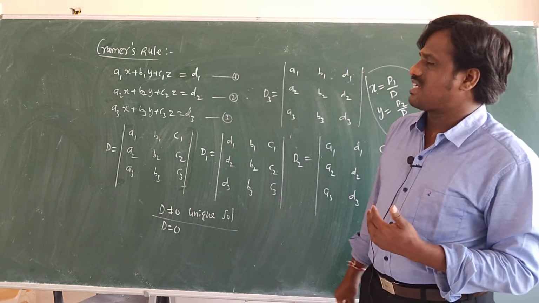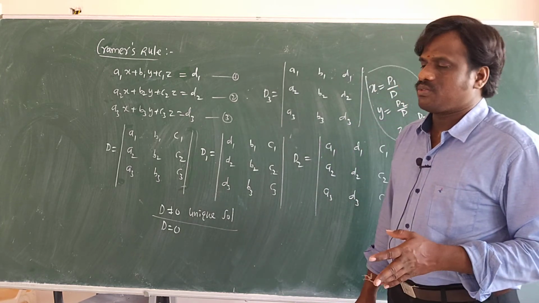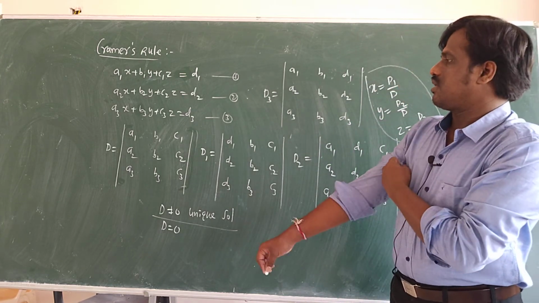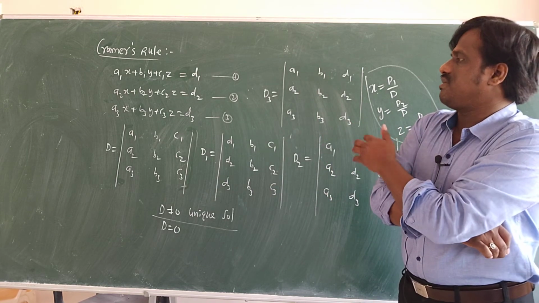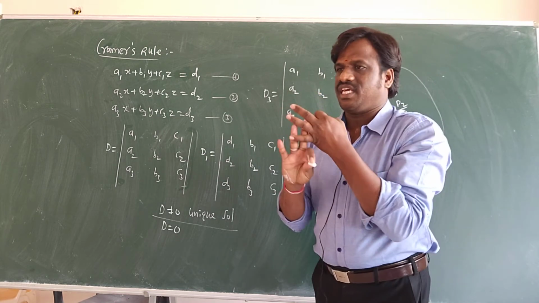But the board doesn't ask Cramer's rule, so there is no Cramer's rule in the board. If you want to use it, you cannot use it. So here, what is D? A1, B1, C1, A2, B2, C2, A3, B3, C3. Understood now? They will give three equations.